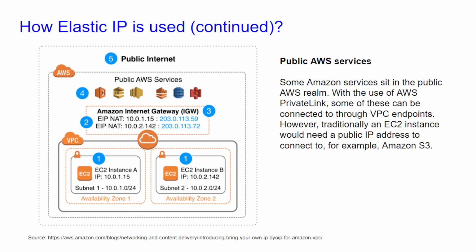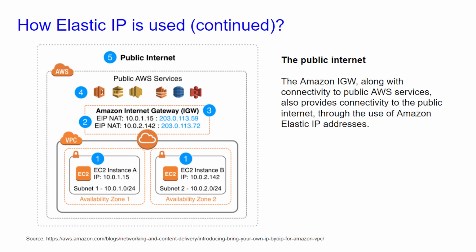Stage 4 is the Amazon Public Services. Some Amazon services sit in the public AWS realm. With the use of AWS PrivateLink, some of these can be connected to through VPC endpoints. Traditionally, an EC2 instance would need a public IP address to connect to, for example, Amazon S3.